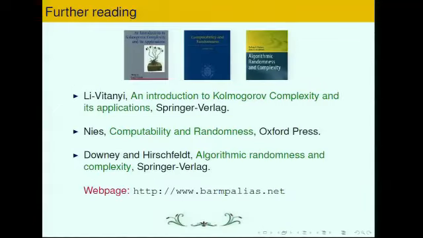So I'd like to finish with, well, some basic reading. These two books have a lot about reducibilities and the weak reducibilities I talked about. This is more generally about algorithmic randomness. And this is my webpage where you can find some of my work on this topic. Thanks.